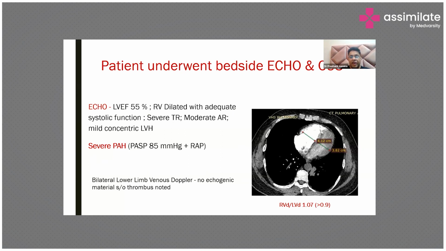So our patient underwent an echo and a compression ultrasound, and the Doppler was negative. There was no clot, no DVT, and the echo showed an EF of 55%. There was severe tricuspid regurgitation and severe pulmonary artery hypertension. And you can see in this patient, the RA-RV is slightly dilated in the CT scan, and the interventricular septum is straight. So this was suggestive of right ventricular strain.